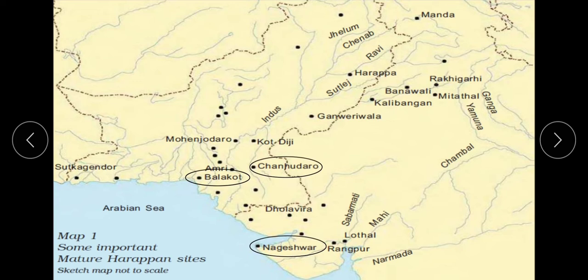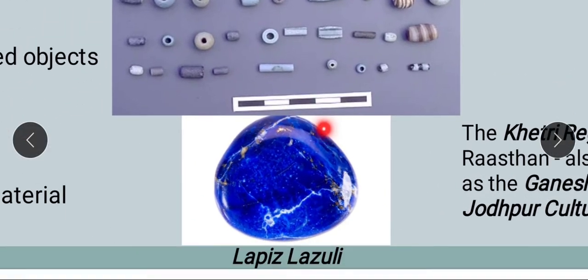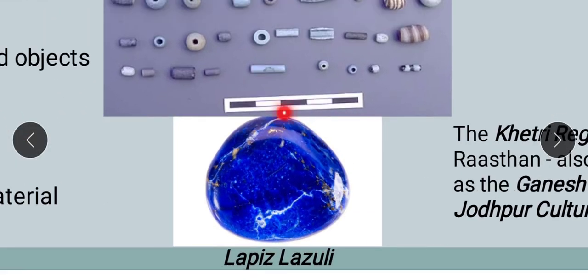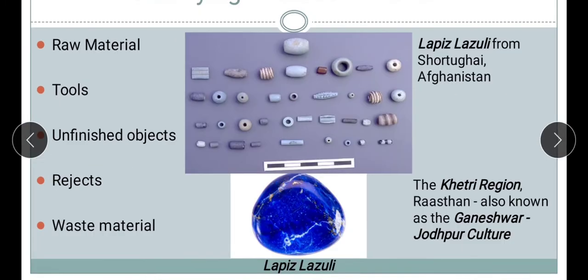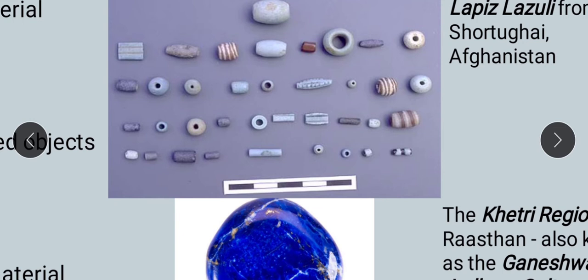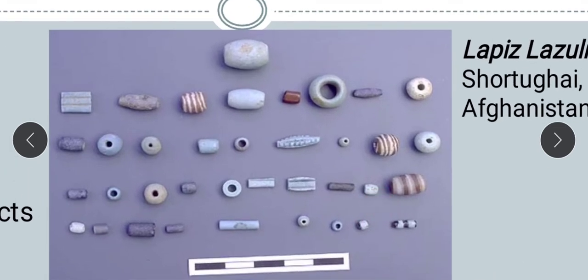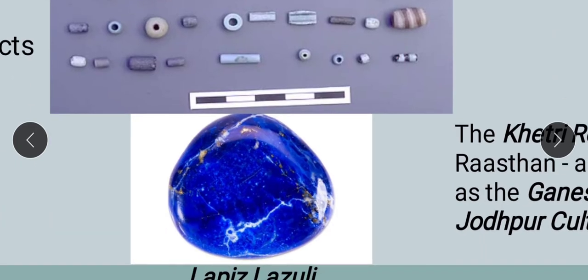So in that Shortugai, which is far off, located in Afghanistan, it is the best source of लैपिस लजूली. You see this, जो blue color का जो stone है ना यहाँ पे, this stone is known as the lapis lazuli which was obtained from Afghanistan. And you can see different types of beads and all produced from this raw material. It's a blue stone and this stone was highly valued.